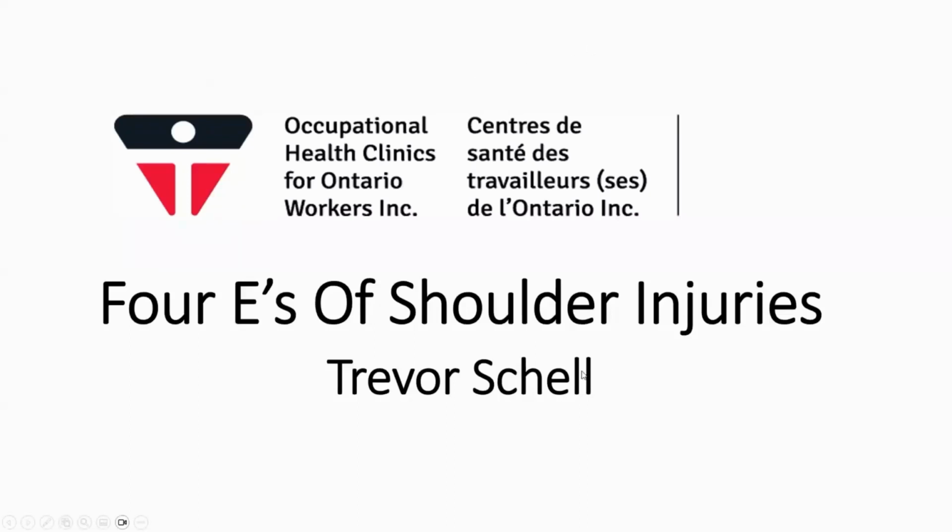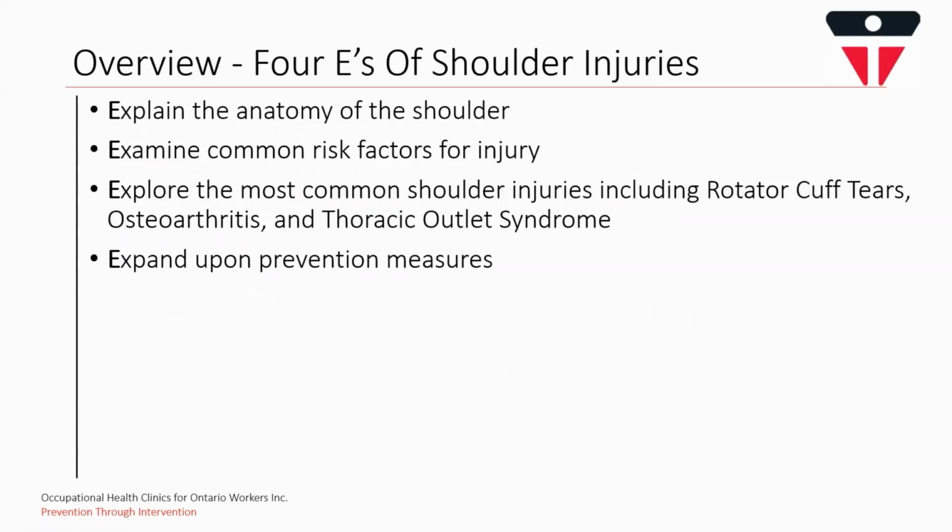Okay, so this session is going to explain the anatomy of the shoulder, examine common risk factors for injury, explore the most common shoulder injuries, including rotator cuff tears, osteoarthritis, and thoracic outlet syndrome, and expand upon prevention measures.